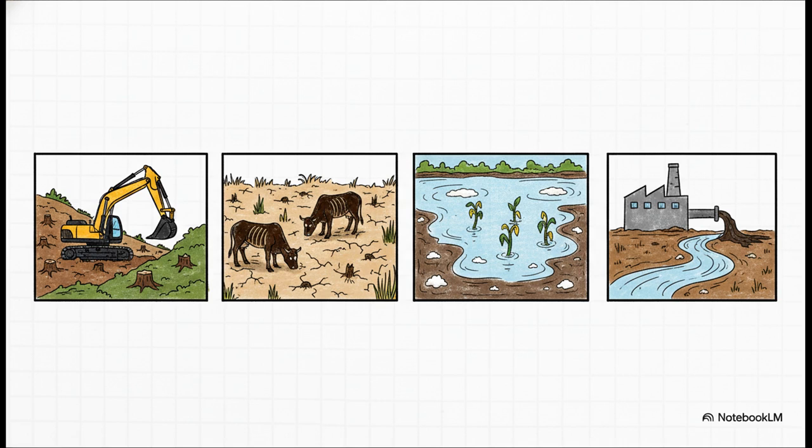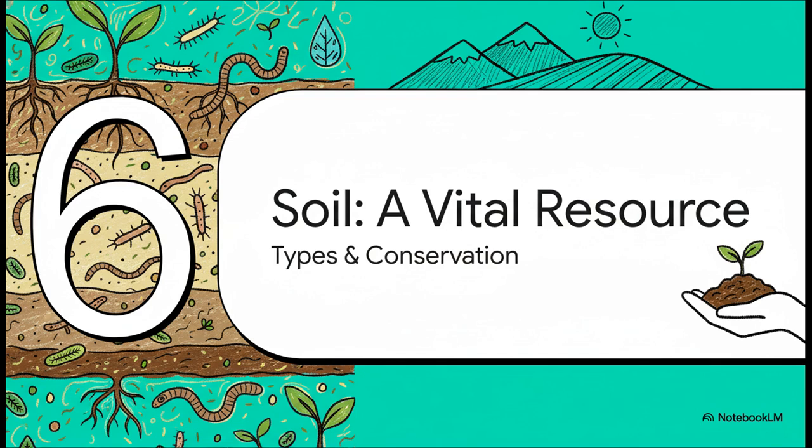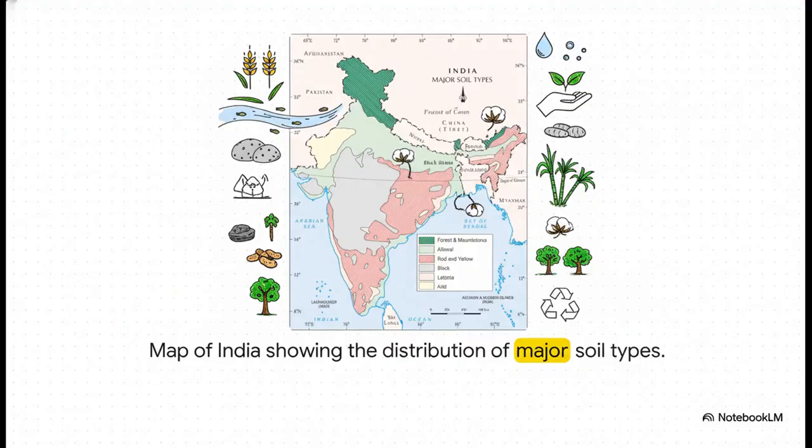From land, we now move to our final topic for this revision, and it is just as critical: soil. Please remember, soil is not just dirt. It is a living system and a very, very precious resource. Let's just have a quick look at this map. It shows the distribution of the major soil types in India. You can easily see the vast stretch of alluvial soil in our northern plains, the black soil of the Deccan Plateau, and the red and yellow soils in other parts of the peninsula.